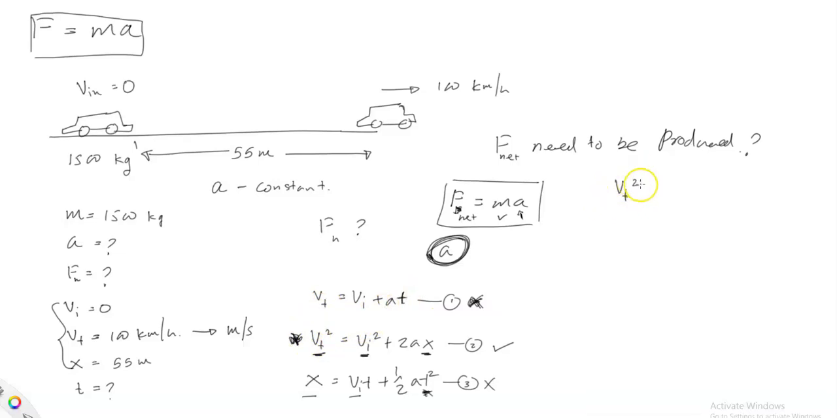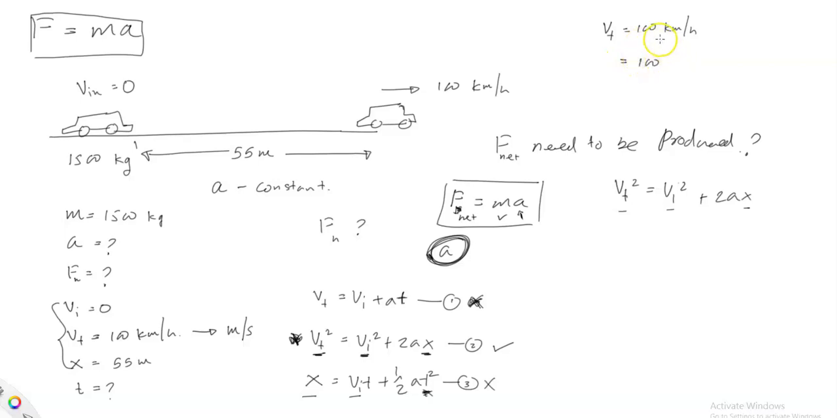V final squared equals V initial squared plus 2AX. Now all we have to do is plug the values. So we have 3 things. We have V final, we have V initial, we have distance. We should be able to find the acceleration. But there is one more thing we need to do first. V final, what we have is 100 kilometers per hour. We need to convert this into meters and seconds. How do we do that?